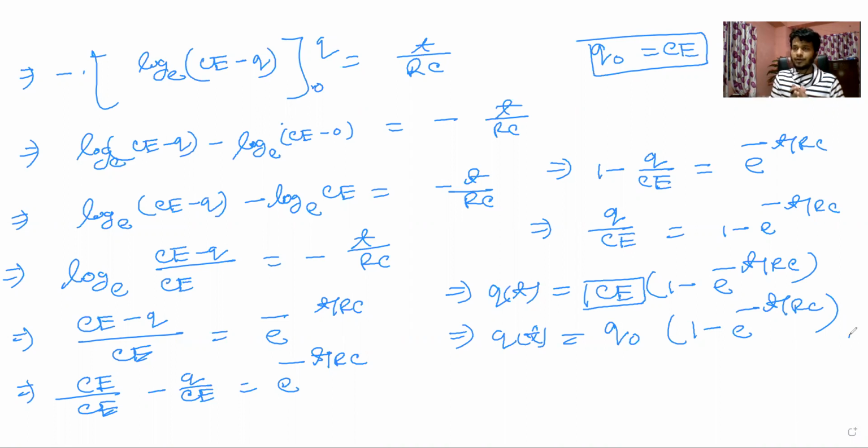Now, do you have any question? What is Q naught here? So Q naught is the maximum amount of charge on the capacitor, when the capacitor gets maximum charged under steady state condition.